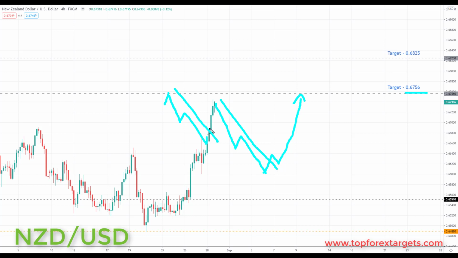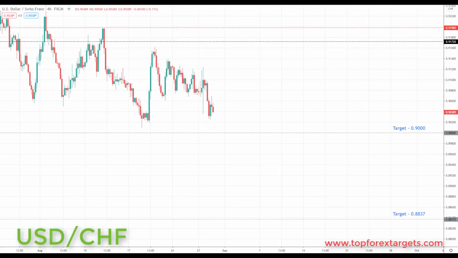But in this scenario, we're going to be looking at initiating longs up towards the next key of resistance to the upside and target 2 at the 0.6825.